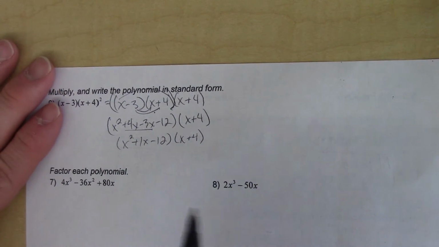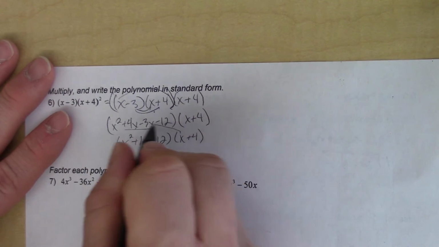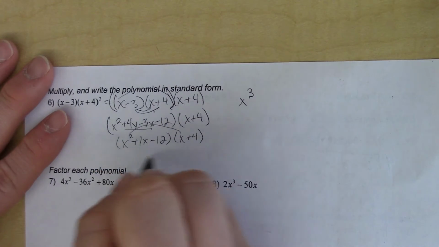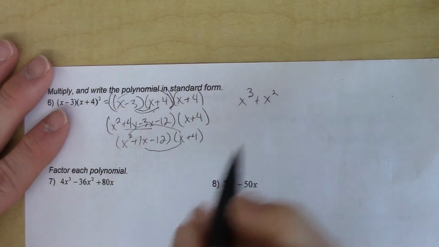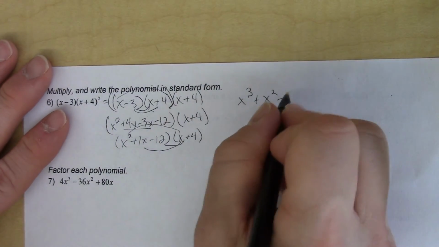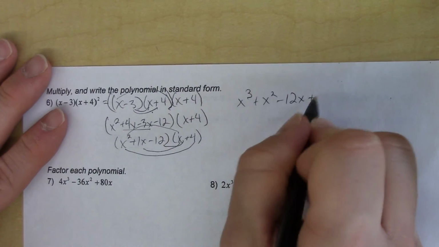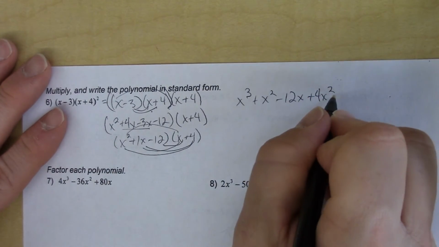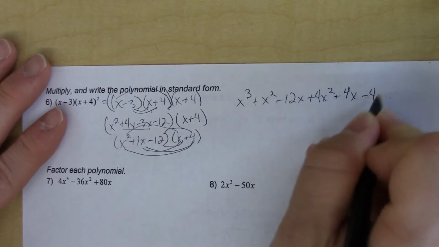All right, now I've just got to FOIL this out, or distribute it really is what it is. So x times x squared is x cubed. X times 1x is x squared. And x times negative 12 is negative 12x. 4 times x squared is a plus 4x squared. 4 times 1x is a plus 4x. And 4 times negative 12 is a minus 48.